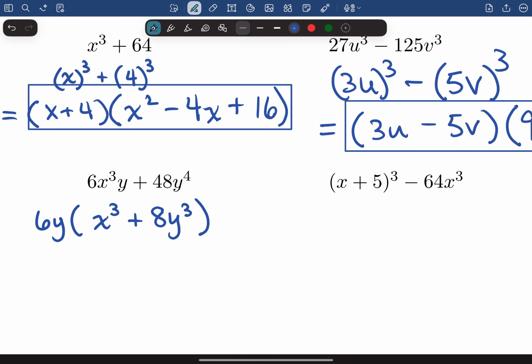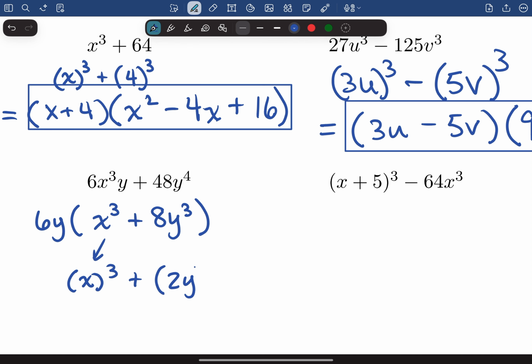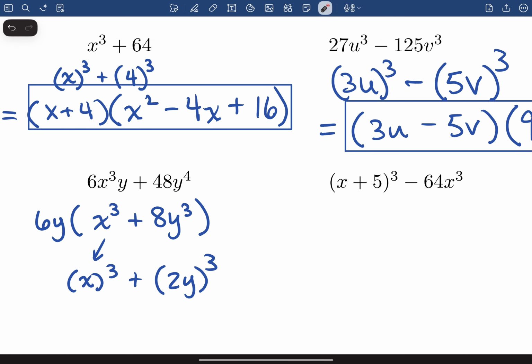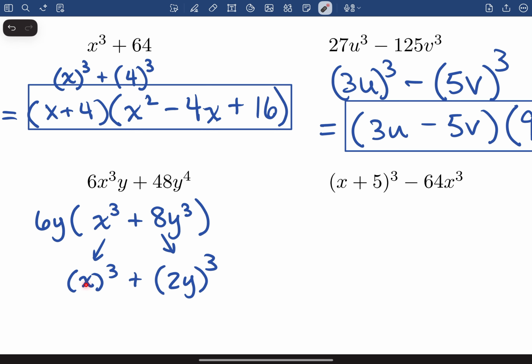And I'm going to help you see it even more clearly because I'm going to take this x cubed and rewrite it as x in parentheses cubed and then add, well, this 8y cubed, I can turn it into 2y cubed, because 2 cubed is 8 and y cubed is y cubed. So you're going to have to break that apart into these pieces. That's when you can see the sum of two things that are cubed really clearly.